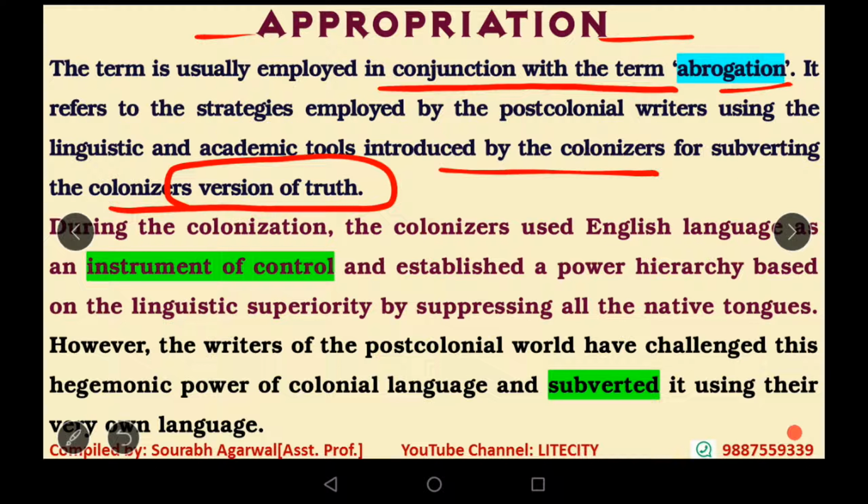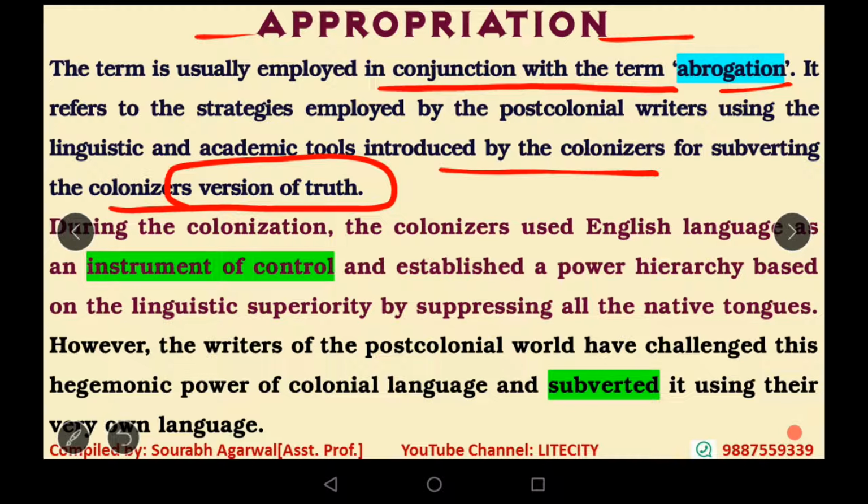Now, what is basically appropriation? Appropriation is a process. It is a sort of hybridization. It is the process in which the native inserts its version of truth into the European or the colonizer's version of truth. It is not just, we can say, changing of syntax or changing of spelling. It is rather broader, rather deeper, a level at which the truth is challenged. The whole Eurocentric notion of truth is challenged by this process of appropriation.